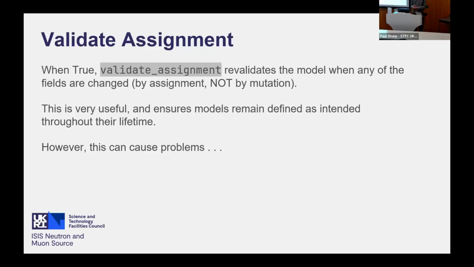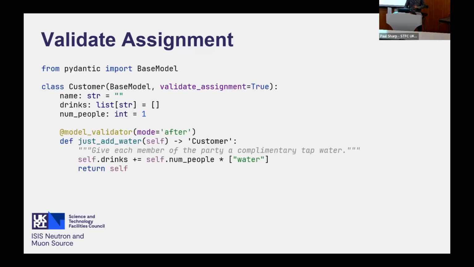So this is really useful. And what it means then is if you've got the kind of model where you're going to be fiddling around with some of the options and some things might change over time, the model will remain defined as intended throughout its entire lifetime. But it can cause problems. Like all good developers, I discovered these problems by diving headfirst into them. So we'll go and do exactly the same here.